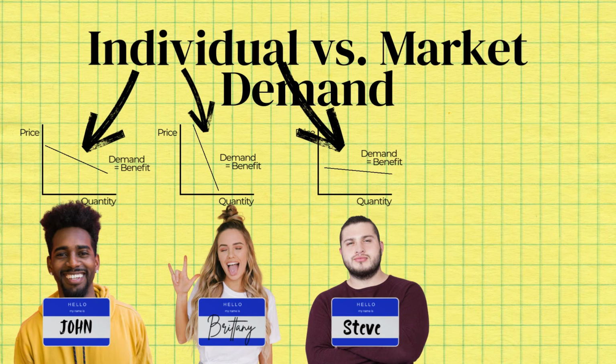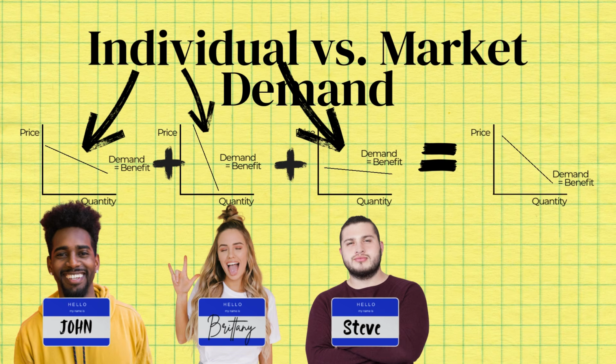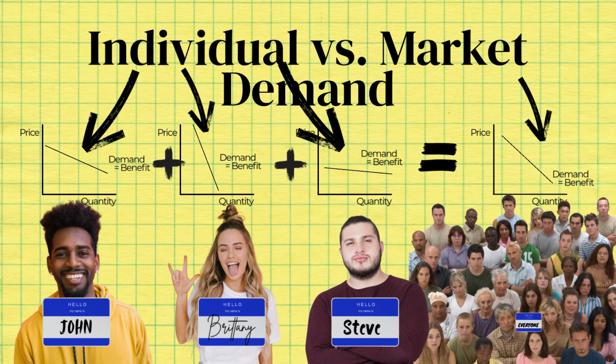But if you put all the individual demand curves together, then you would get market demand. It is all the individual demand added together and combined into one curve. You add all the individual quantities demanded at a given price. Market demand is very useful information, and businesses will use it to set prices and production levels.